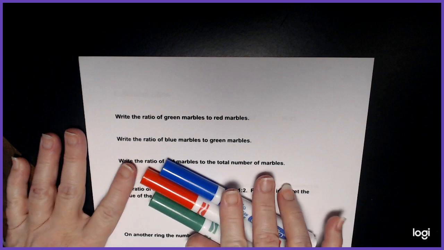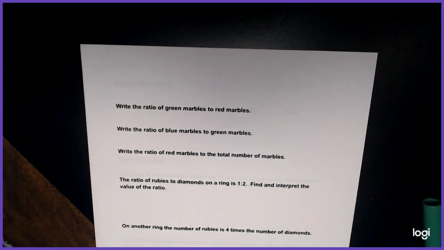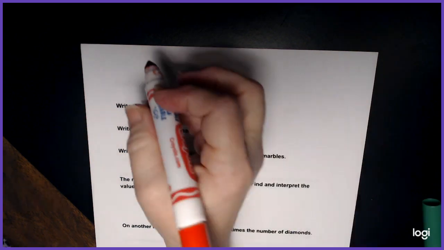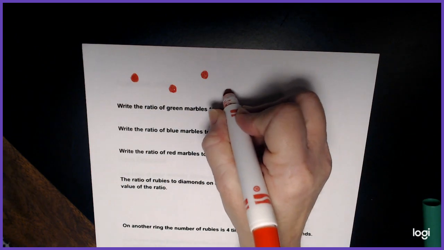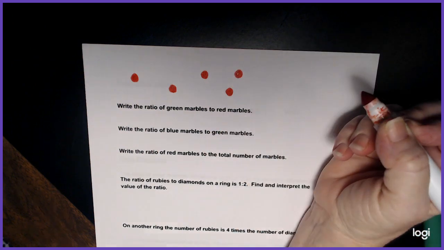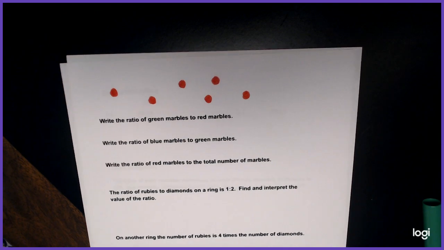And we're going to make some circles here. Let's take our red first. And if you would, go ahead and make 6 circles. You can put them anywhere up here you'd like. And 6.